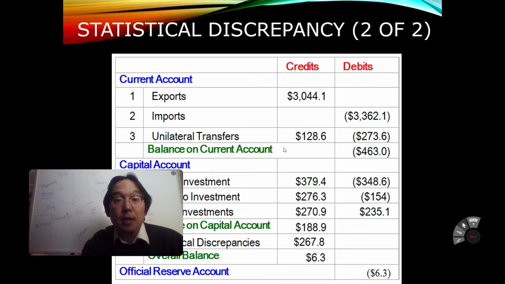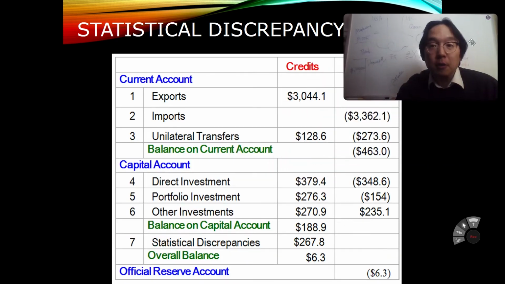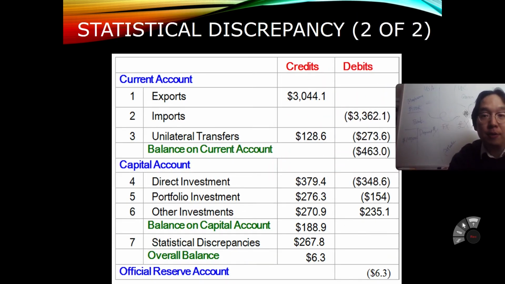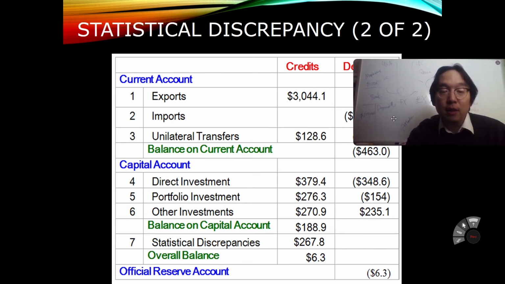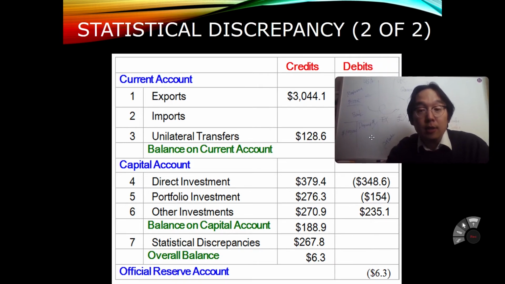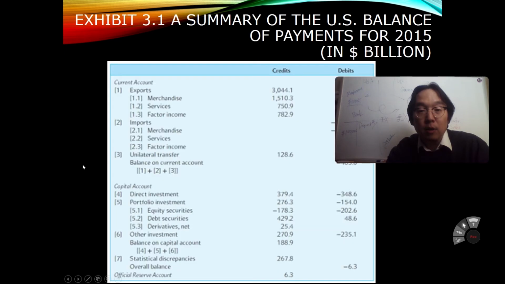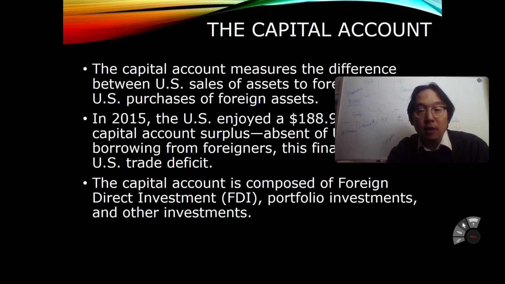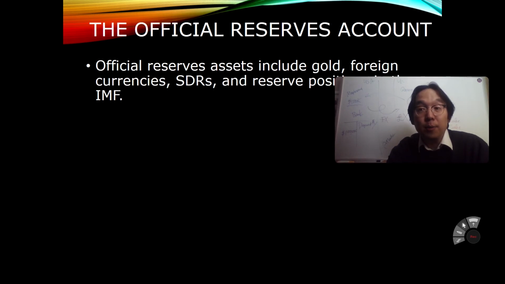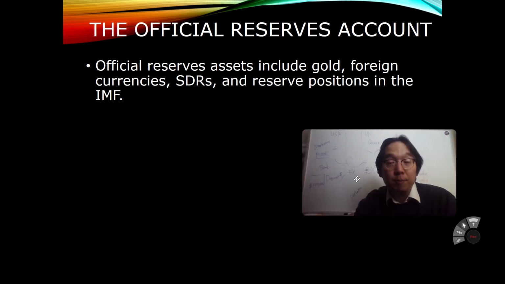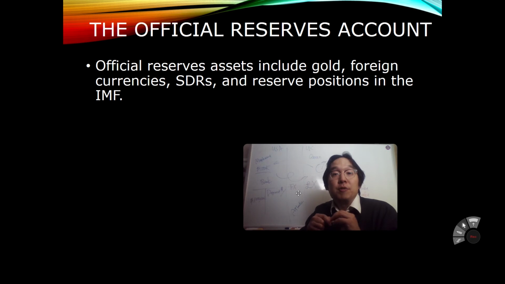Right, and then here's just one example of current account balance, and then capital account balance and official reserve account, and summarize like that. Right, so same thing summarized in bigger sized fonts. Anyway, the official reserves account.